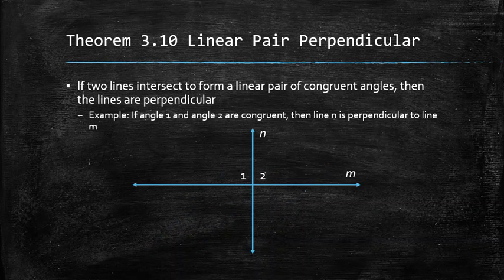The next theorem is the linear pair perpendicular theorem. If two lines intersect to form a linear pair of congruent angles, then the lines are perpendicular. For example, if angle 1 and angle 2 in this image are congruent, then line N must be perpendicular to line M.